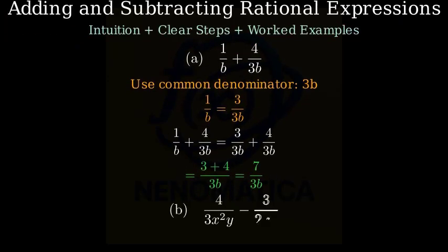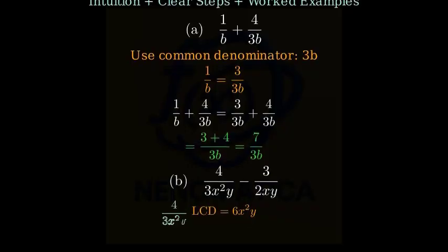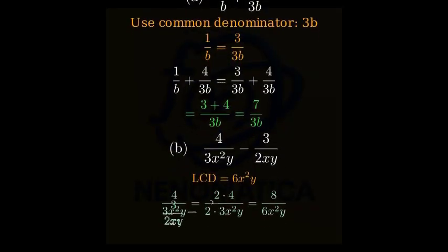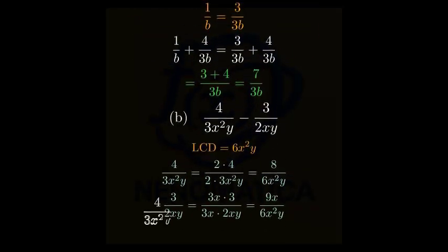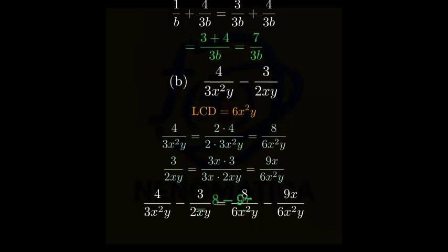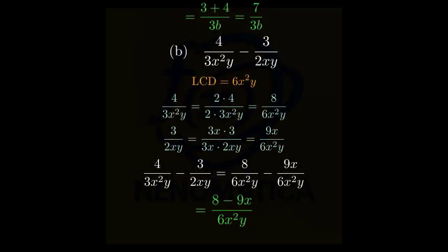Example B. Now subtract 4 over 3x squared y minus 3 over 2xy. Step 1. Find the least common denominator. Here, it is 6x squared y. To get there, multiply the first fraction top and bottom by 2 and the second fraction top and bottom by 3x. Then combine the numerators over the same denominator.